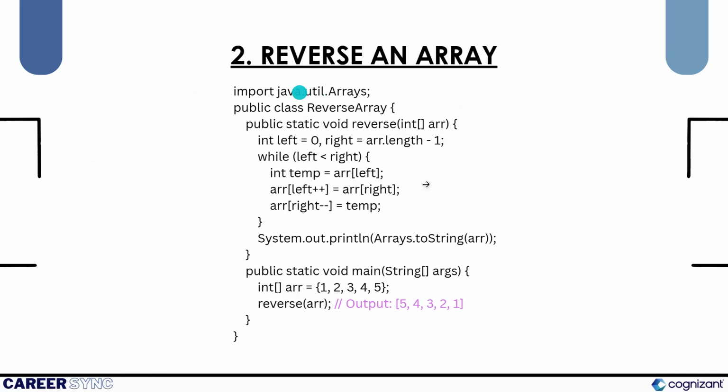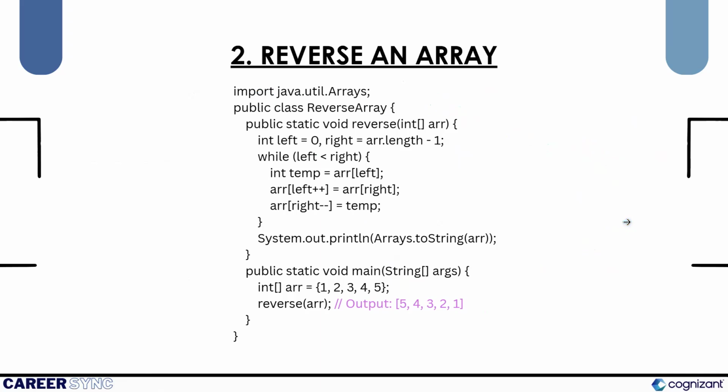So this is one method, and there are two more methods you can use also. In Python, there is a function like reverse, so it will directly reverse the array. You can use that in Python, but in Java we have to swap the values, or we can use another method. So here is the code.